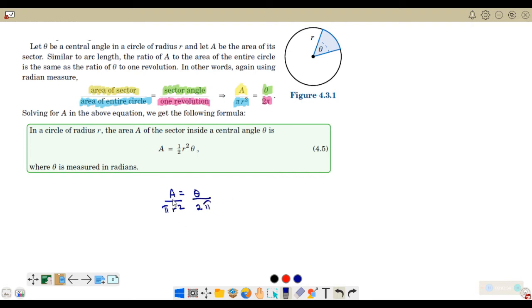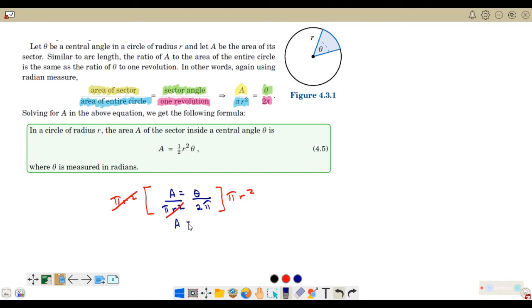Okay, so the ratio of the area of the sector A over the area of the entire circle, pi r squared, is equal to the sector angle, theta, over the measurement of 1 complete revolution, which is 360 degrees or 2 pi radians. How can we get the value of A? So we have to get rid of the denominator pi r squared. Using multiplication property of equality, multiply both sides by pi r squared. So dito sa isang side, tanggal na siya.